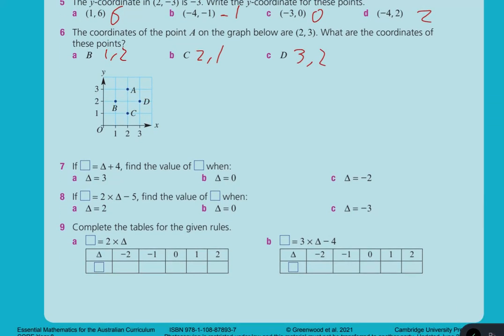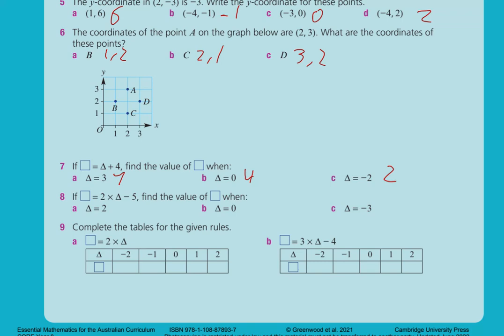If square equals triangle plus 4, find the value of square when triangle equals 3. Well, 3 plus 4 is 7. 0 plus 4 is 4. -2 plus 4 will be -2. No, that's wrong. +2.